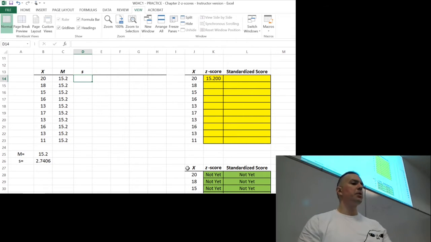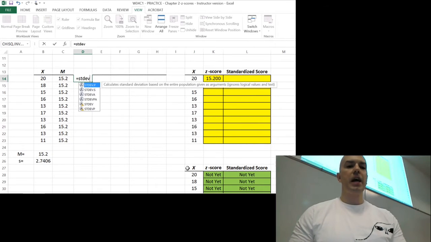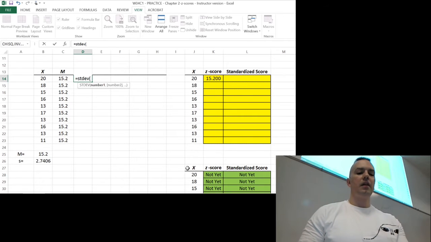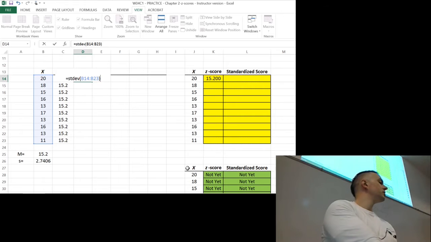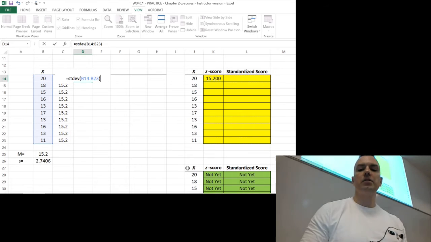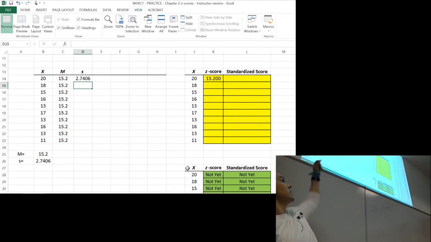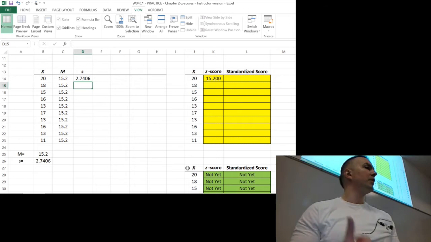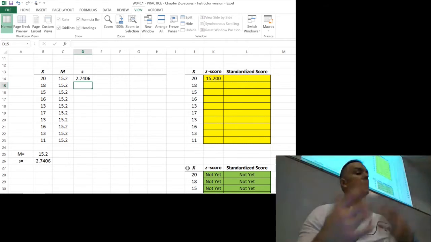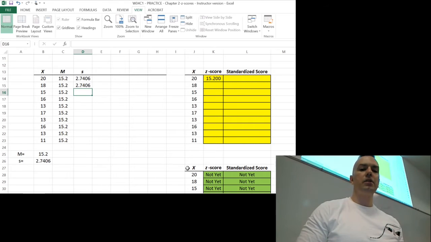And then for the sample standard deviation, we're going to do the exact same thing. We can calculate the standard deviation equals STDEV, and then we highlight the scores that we want to calculate the standard deviation for. We hit enter. There's our standard deviation. Notice it's exactly the same that we did before. But now instead of copying and pasting that first row, we're going to do our cascading waterfall. We're going to make that second row equal to the first.